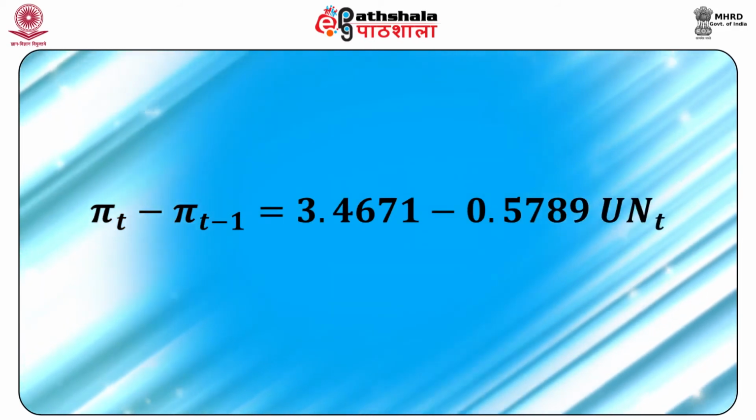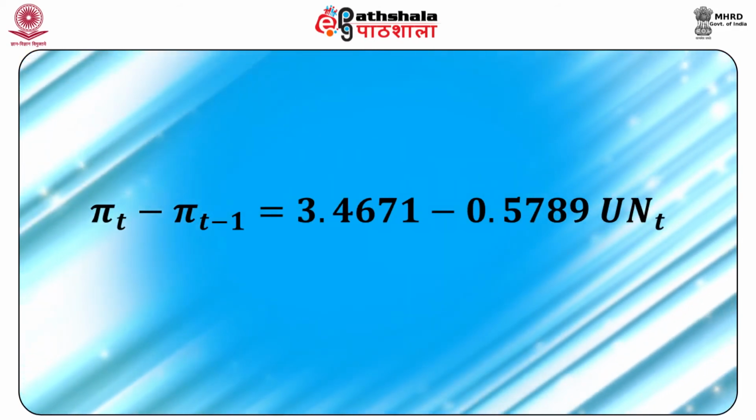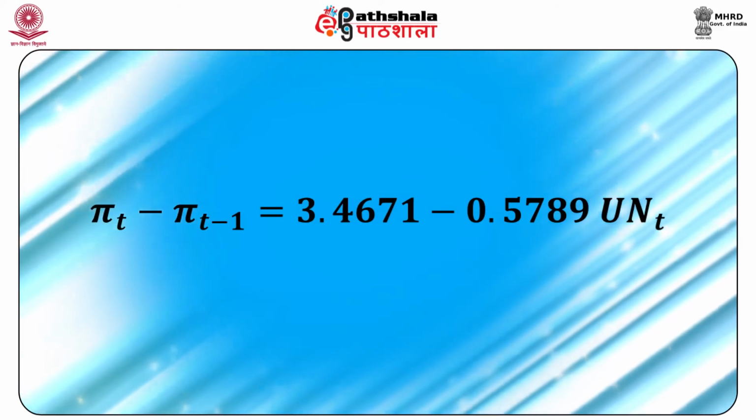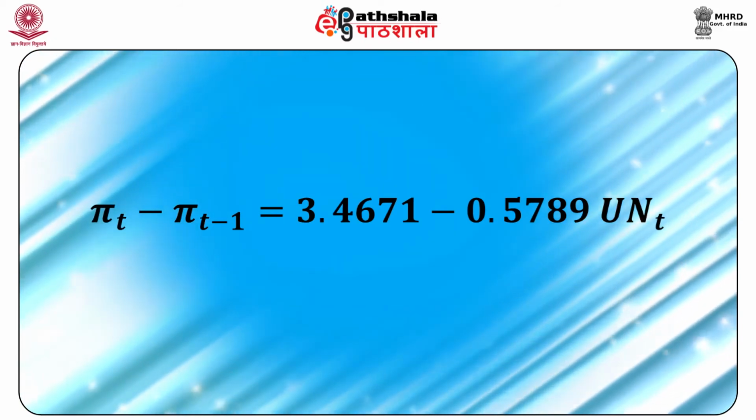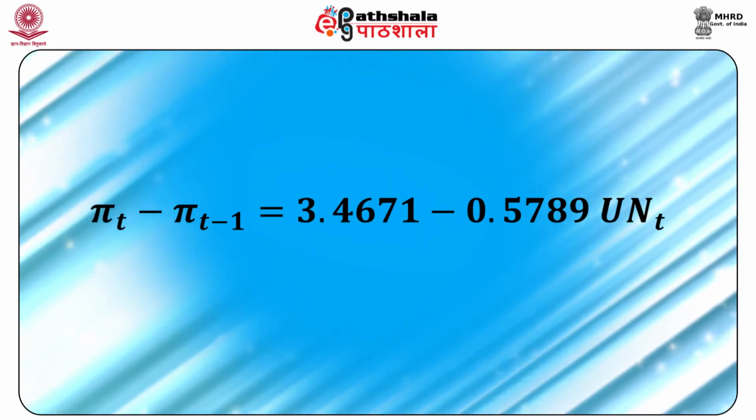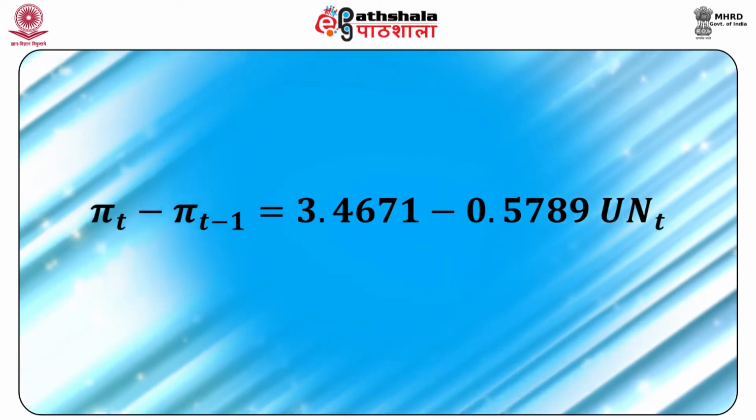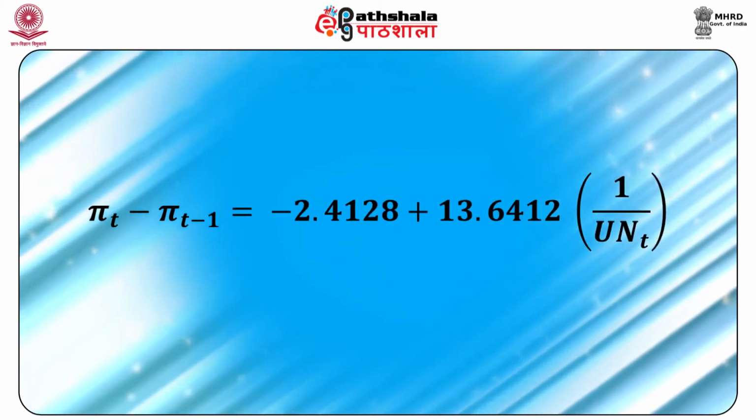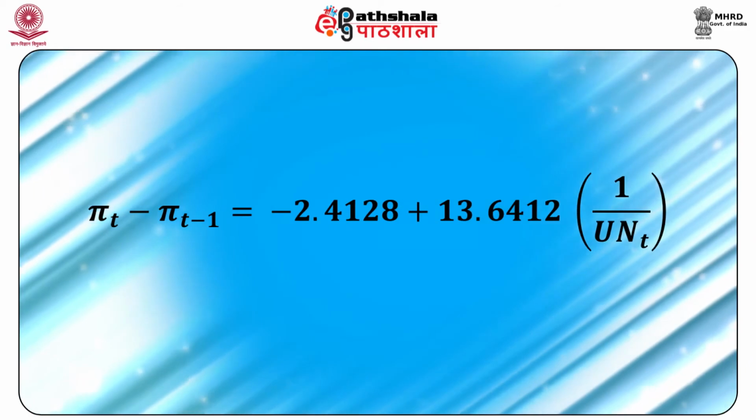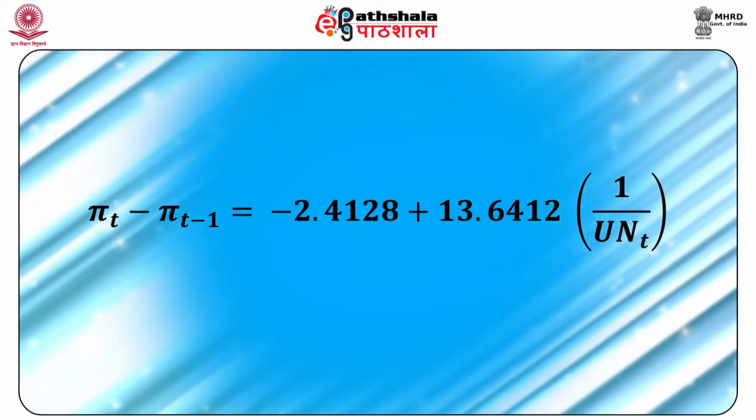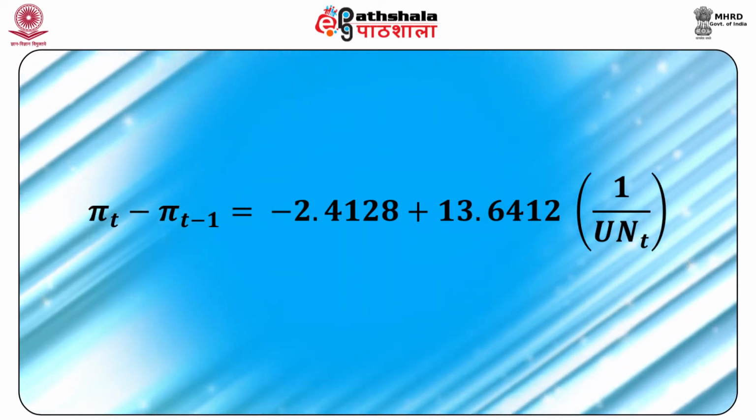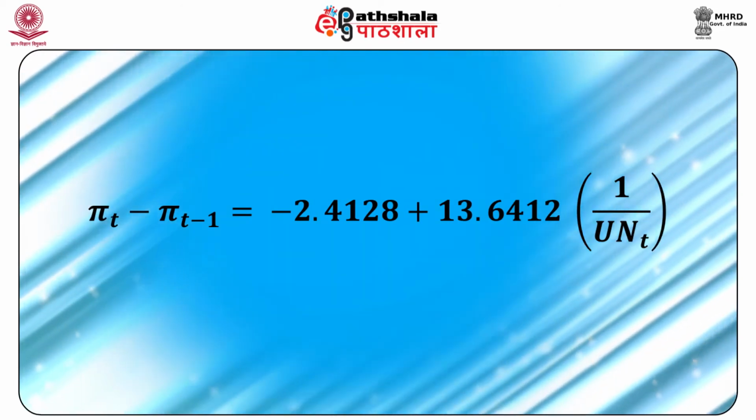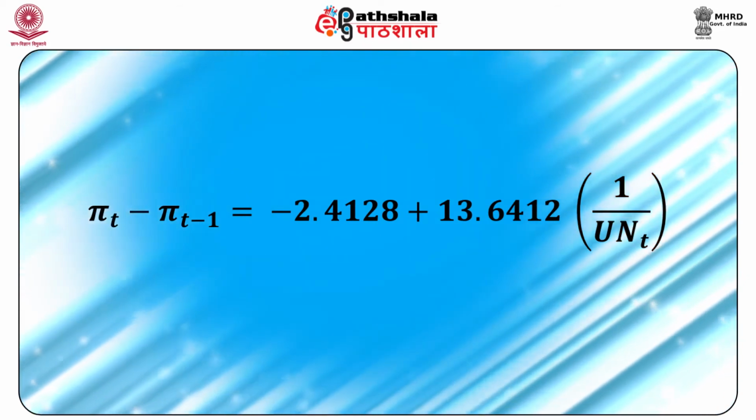The linear model shows that if the unemployment rate goes down by 1%, then on an average the rate of inflation will go up by 0.5789 percentage point and vice versa. On the other hand, the reciprocal model shows that even if the rate of unemployment increases indefinitely, the rate of inflation will come down to at most 2.4 percentage points.